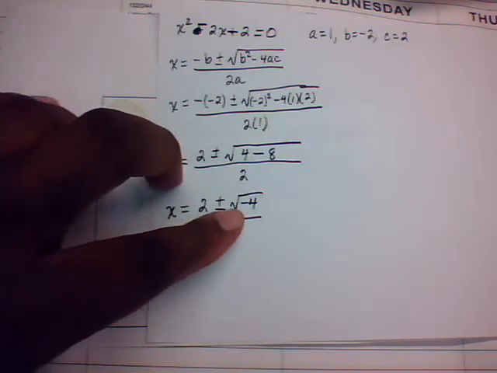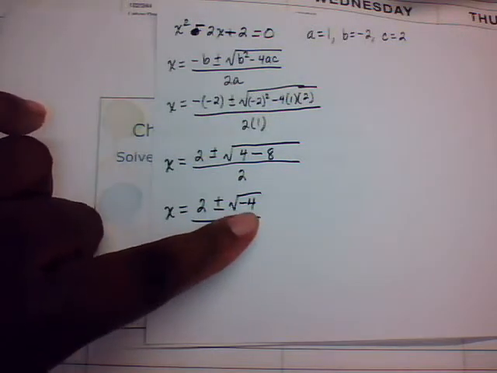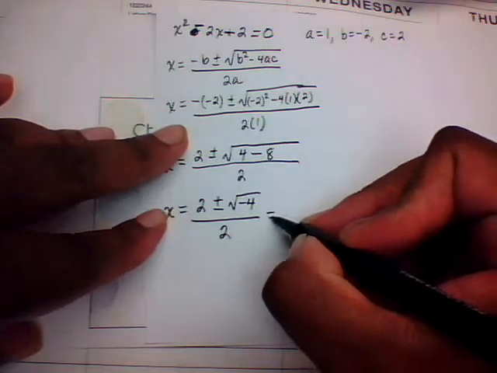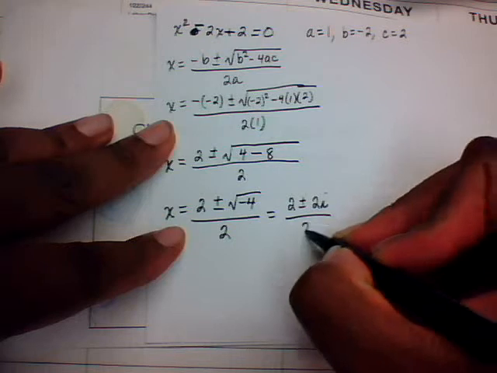Well, the square root of negative 4 is 2i. Square root of 4 is 2. We got a negative sign there, so the i has to come out. So here's what we're going to have. 2 plus or minus 2i all over 2.